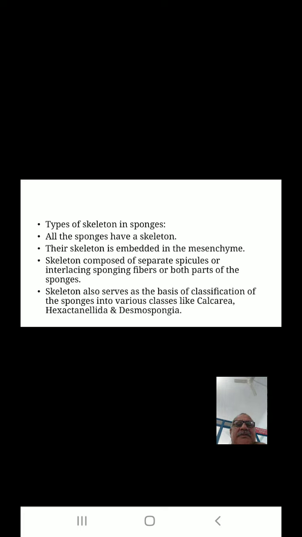All the sponges have a skeleton. Their skeleton is embedded in the mesenchyme. The skeleton is composed of separate spicules or interlacing spongin fibers, or both. The skeleton also serves as the basis of classification of sponges into various classes like Calcarea, Hexactinellida, and Demospongiae.